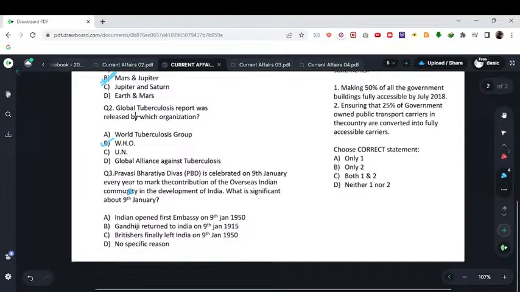Next, Pravasi Bharatiya Divas is celebrated on 9th Jan every year to mark the contribution of the overseas citizens of Indian community in the development of India. What is the significance of 9th January? So, the answer is B. Gandhiji returned to India on 9th Jan.